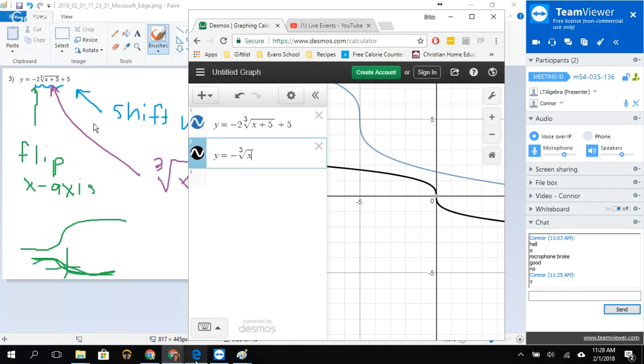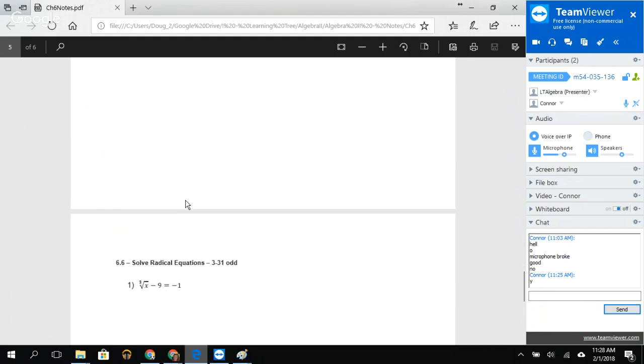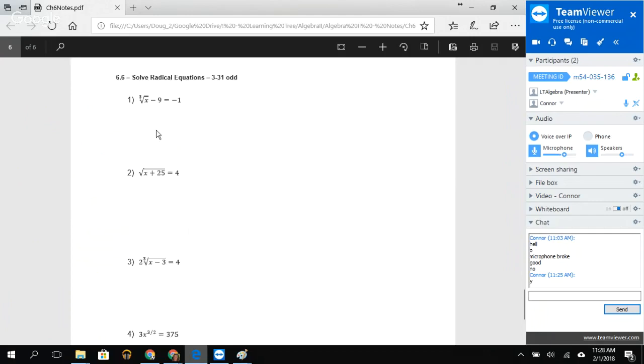So that's pretty much it. That's what I wanted to cover today, which is graphing. On Monday, what I'm going to cover is solving radical expressions. So what happens when you have the cube root of x minus 9 equals -1? How can I solve that? I'm going to give you like a 3-minute preview of how we actually would solve it.